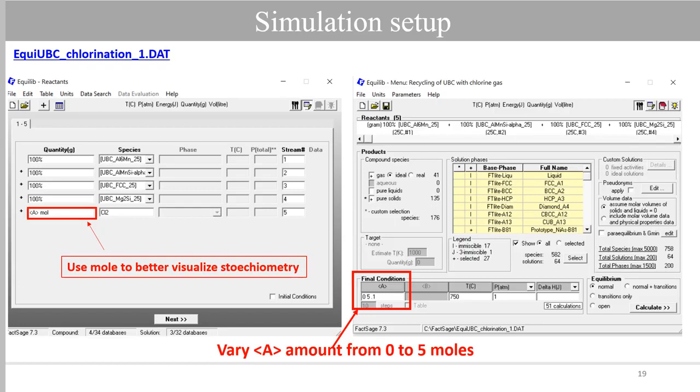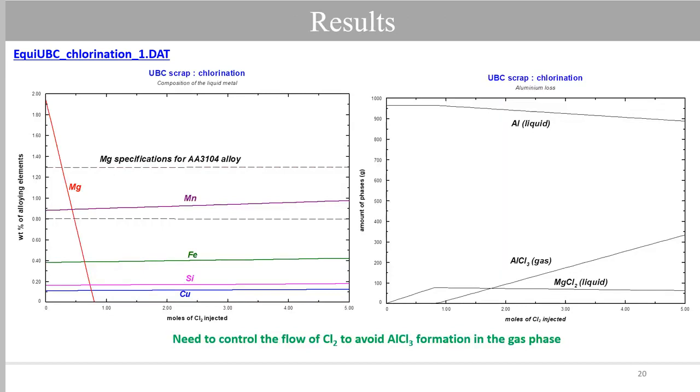Here you click next, and you have all your phases selected, gas and the solids. The temperature is 750 Celsius like earlier. The result here is what we plotted from all the simulations at different amounts of moles injected. You see we did a parametric sweep from 0 to 5. On the left is the percentage of alloying elements, so the composition of the liquid metal. You see that magnesium is effectively removed from the scrap, with a little less than 0.5 moles of chlorine injected in order to fit the specification for the AA3104 alloy.